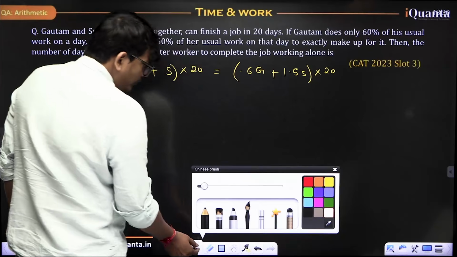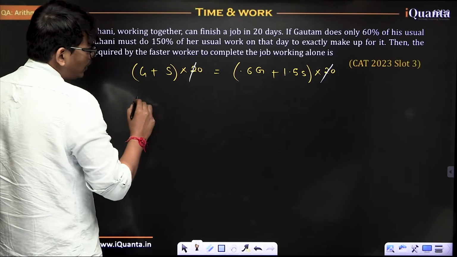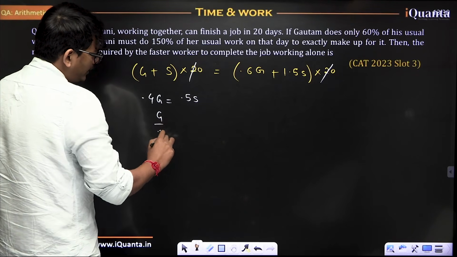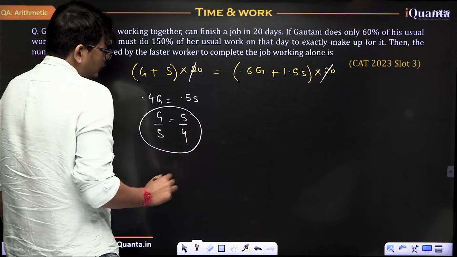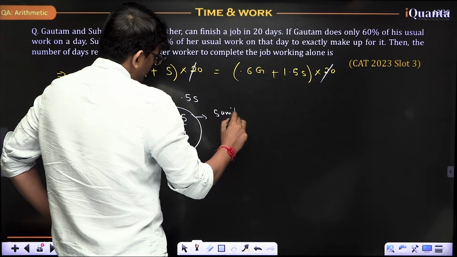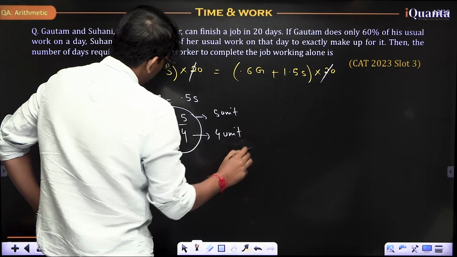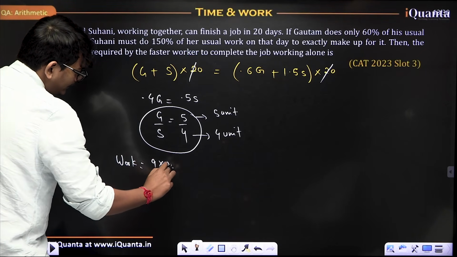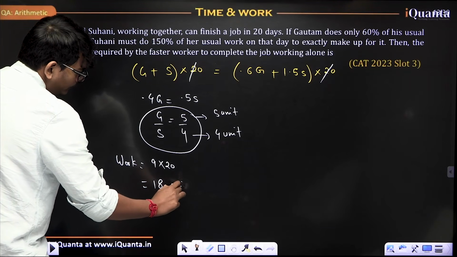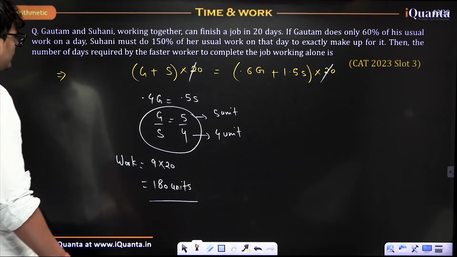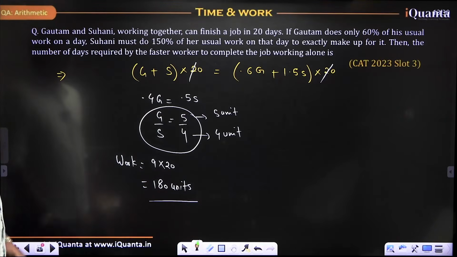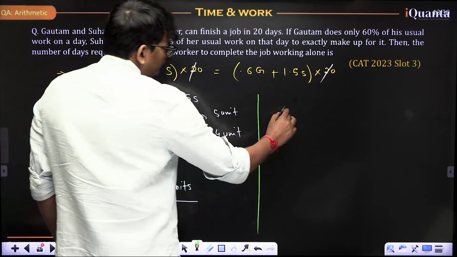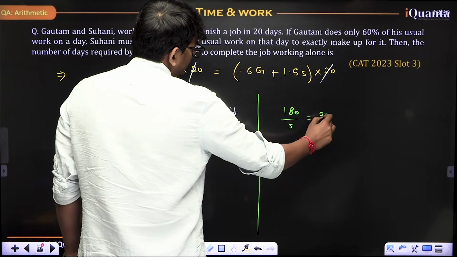Now, obviously, from this you can find the relation between Gautam and Sohani. So 0.4 G equals 0.5 S. So G by S is equal to 5 by 4. So if Gautam's efficiency is 5 units, Sohani's efficiency is 4 units. So what will be the work, guys? Work will be 5 plus 4, 9 into 20, that is 180 units. Now, the number of days required by the faster worker to complete the job working alone. The faster worker is Gautam. So time taken will be 180 by 5, that is 36.